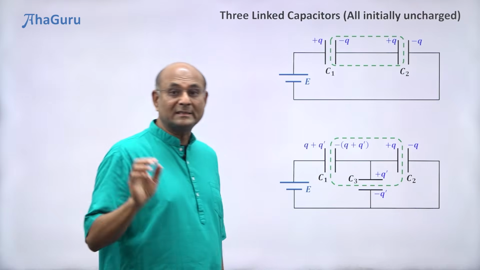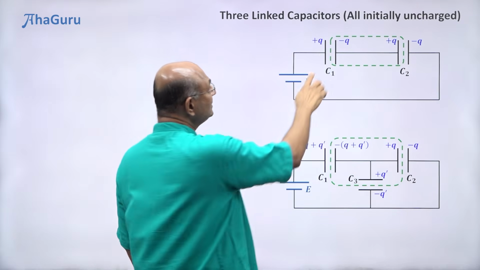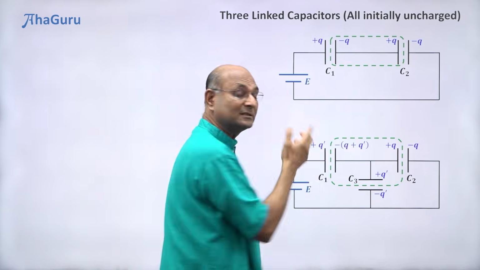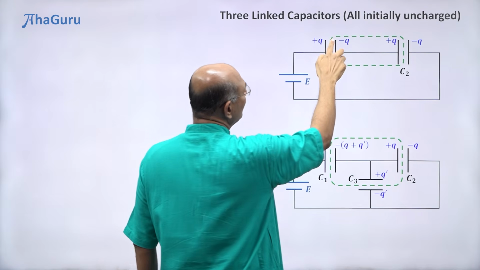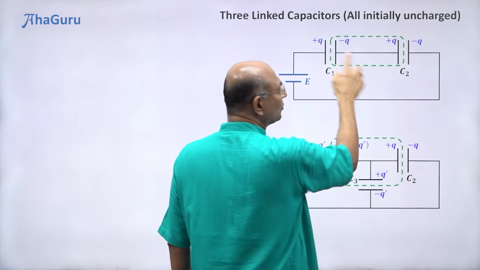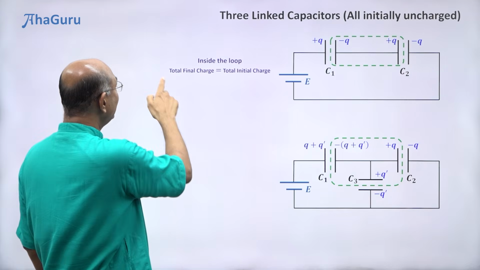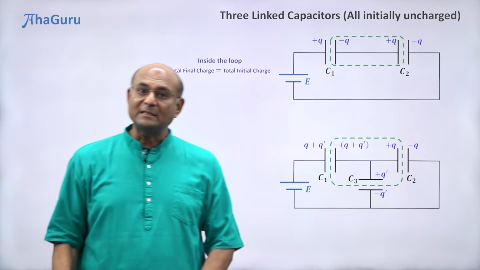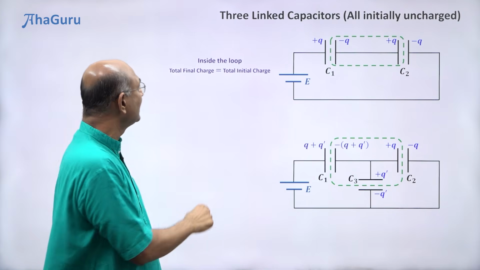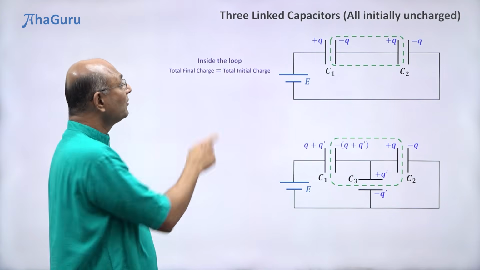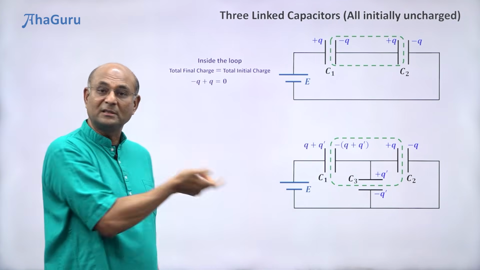Initially, remember, all these capacitors were uncharged. So initially the total charge inside this loop was 0. What about now? Now this is minus Q plus Q. What is it total? Still it is 0. So we can say inside the loop, the total final charge is equal to the total initial charge. Initially it is 0. Finally it is minus Q plus Q, which is 0.